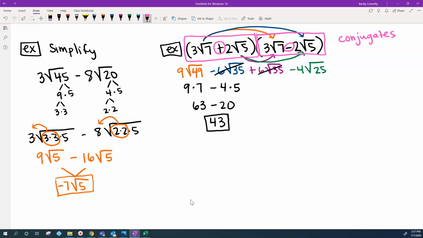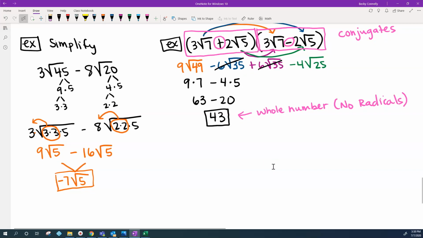Okay. So these are called conjugates. And the cool thing about conjugates is if you multiply them together, then you always end up with a whole number answer. So there's no radicals. And so that's really an important thing to understand, understanding what a conjugate is and what it does. Okay.